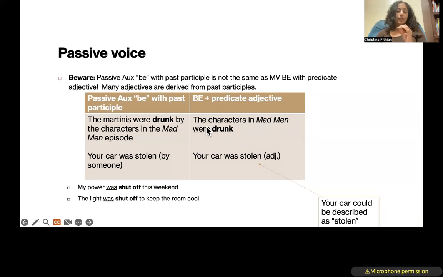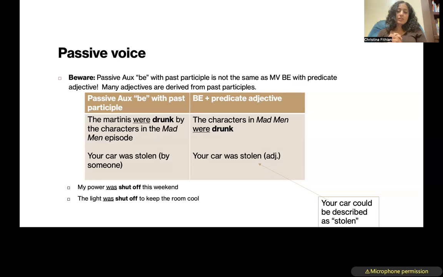Now, this is an example of a passive auxiliary be, which you see here, with a past participle, drunk. Notice that we can also have another example here where we have main verb be and a predicate adjective. The characters in Mad Men were drunk. Here, were is our main verb be, and then we have this predicate adjective, drunk. What you will notice is that drunk and drunk are the same for both of these. And in fact, a lot of adjectives are derived from past participles. We just recycle the same bits in language a lot of times.